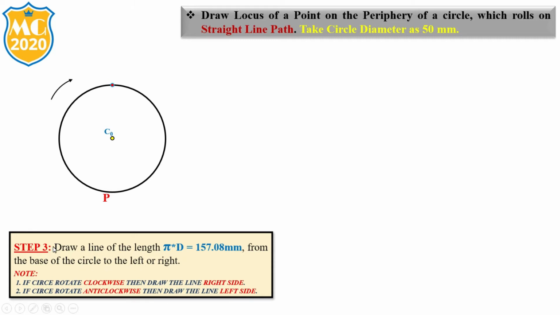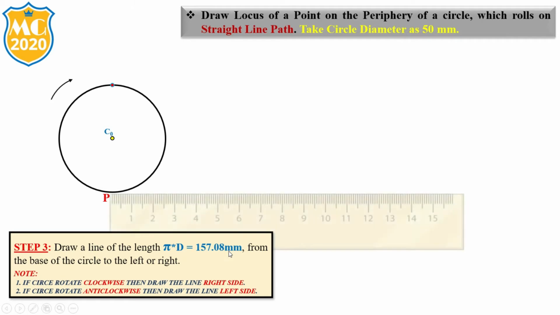So here, most important point, if the circle rotates clockwise, then draw the line on the right hand side. So here the circle is rotating clockwise, so we have to draw the line in this direction, the right side. If the circle rotates anti-clockwise, then draw the line on the left hand side. If the circle is rotating anti-clockwise, then we have to draw the line this side. So here we consider the circle is rotating clockwise. So here we have to draw the line of 157.08.